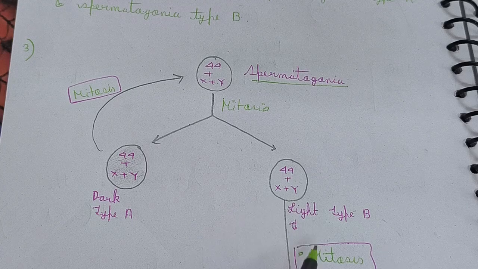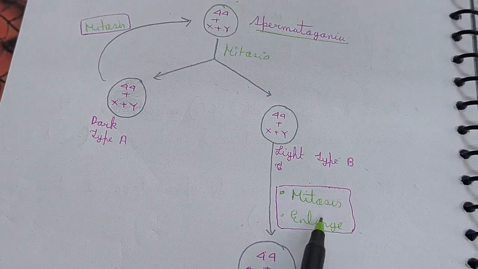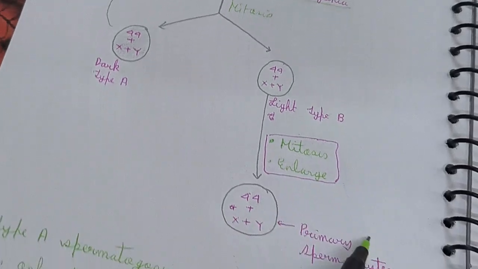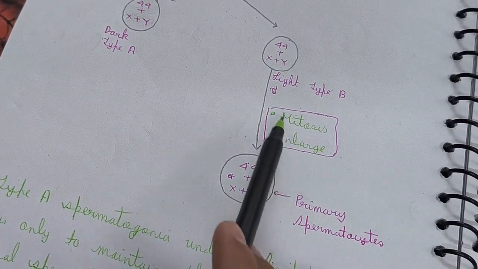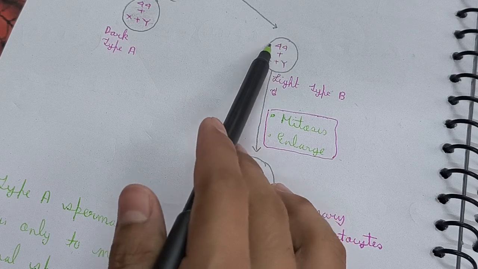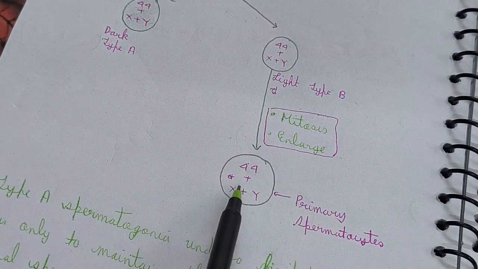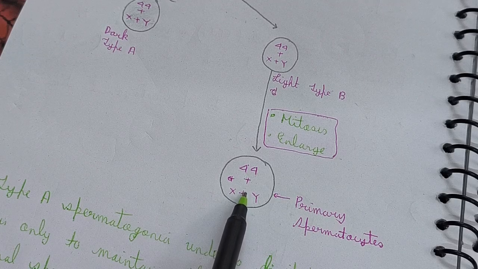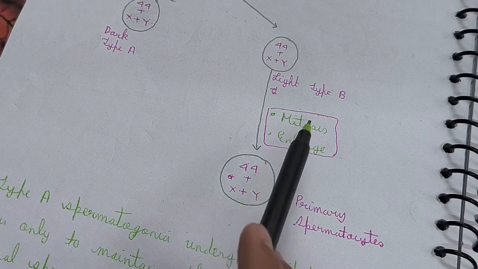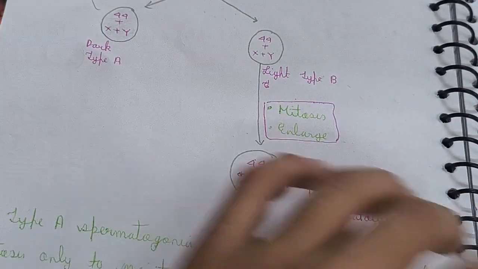But spermatogonia type B undergo mitosis and they also undergo enlargement to form primary spermatocytes. Therefore the chromosome number present in spermatogonia type B is exactly the same as the chromosome number present in primary spermatocytes, but only the size is different because enlargement is done. That's all I have written.